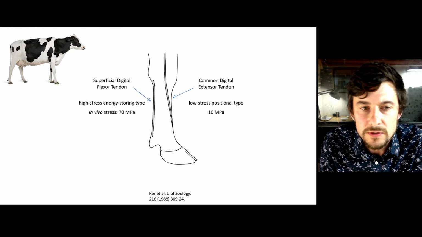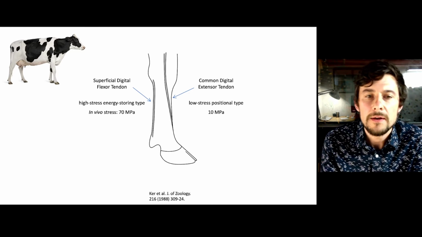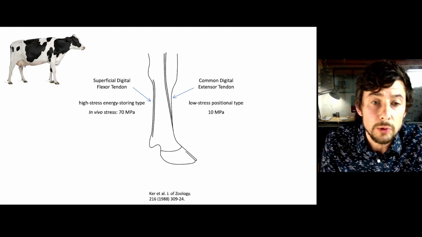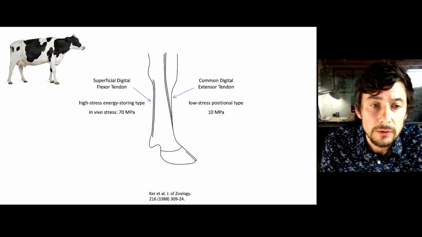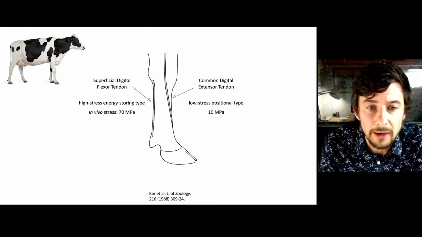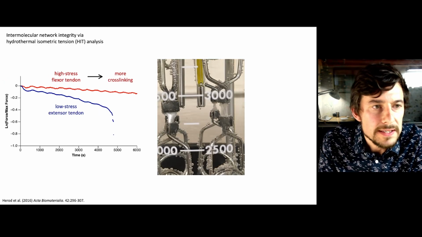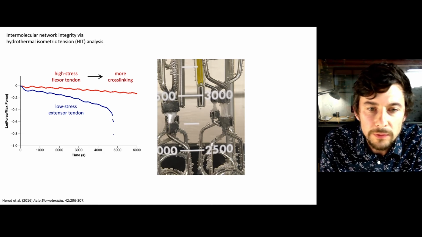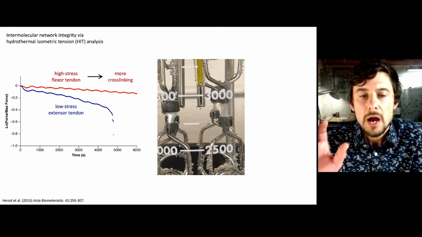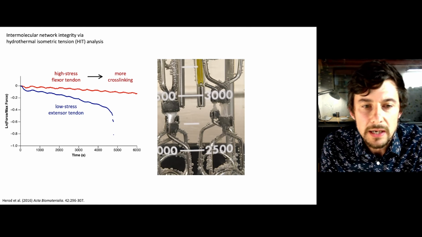And on the dorsal surface of the forelimb is the common digital extensor tendon. And the extensor tendon is a low-stress positional tendon that's largely active when the forelimb is unloaded off the ground. So it has a maximum stress in life of about 10 megapascals. So we've used hydrothermal isometric tension analysis to look at the cross-linking in both of these two tendons. And most of you probably aren't familiar with HIT analysis.